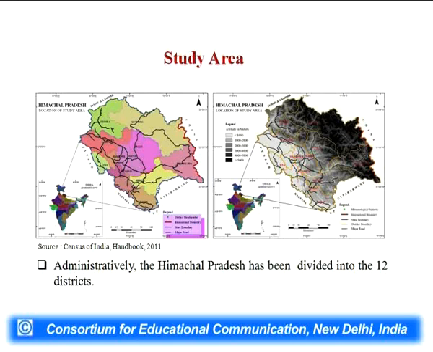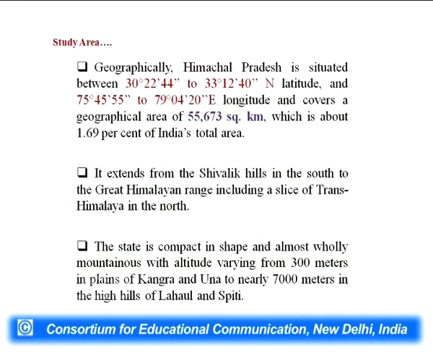For the general picture of the study area, geographically Himachal Pradesh is situated between 30 degrees 22 minutes 40 seconds and 33 degrees 12 minutes 40 seconds north latitudes, and 75 degrees 45 minutes 55 seconds and 79 degrees 4 minutes 20 seconds east longitudes, and covers a geographical area of 55,673 square kilometers, which is about 1.69% of India's total area. It extends from the Shivalik hills in the south to the greater Himalayan range, including a slice of Trans Himalaya in the north. The state is compact in shape and almost wholly mountainous, with altitude varying from 300 meters in the plains of Kangra and Una to nearly 7,000 meters in the high hills of Lahaul and Spiti.